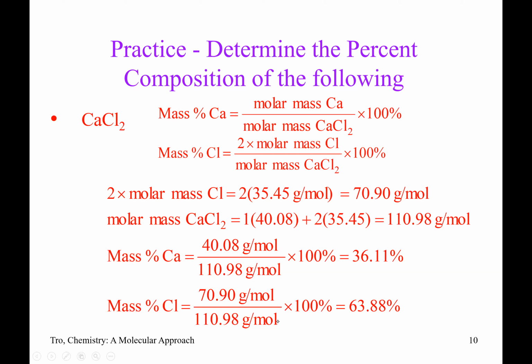If you add these 2 numbers, if you have only 2 elements, it should basically add to 100%. So if you're sure that you did the calculation for mass of calcium properly, you can say 100 minus 36.11, and that can give you the percent of Cl also. Because if you have only 2 elements, the total percentage should add up to 100.